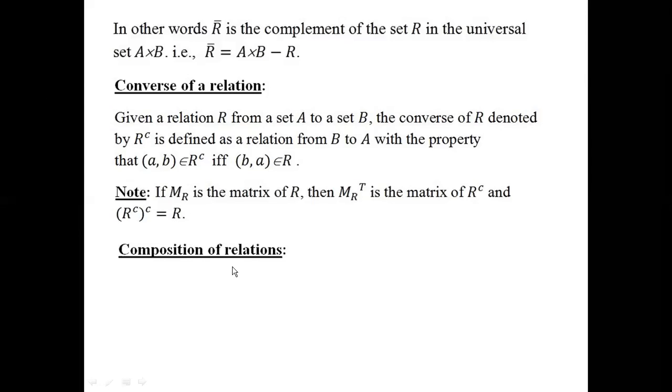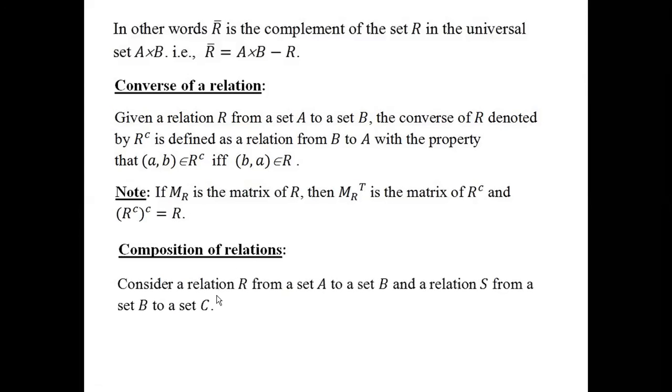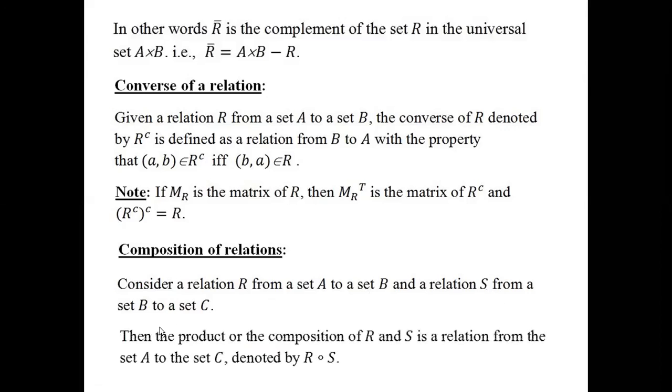Now, composition of relations. Consider a relation R from a set A to a set B and a relation S from a set B to a set C. So we are trying to consider two relations R and S. R is defined from A to B and S is defined from B to C. Then the product or the composition of R and S is a relation from the set A to the set C, denoted by R composition S. This is the symbol, a small circle is the symbol for composition.